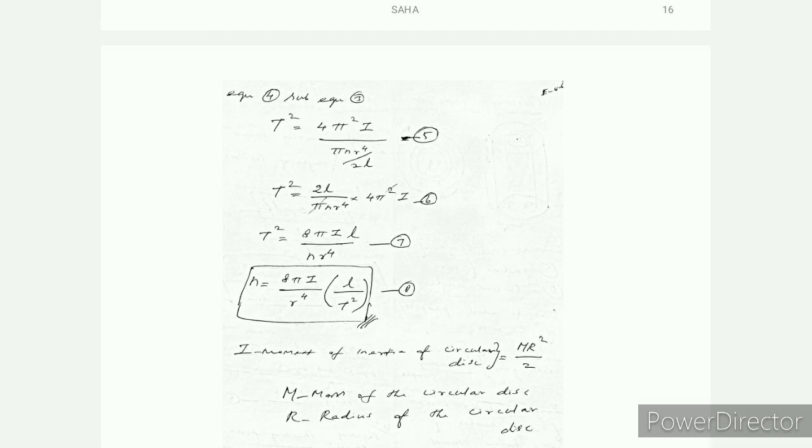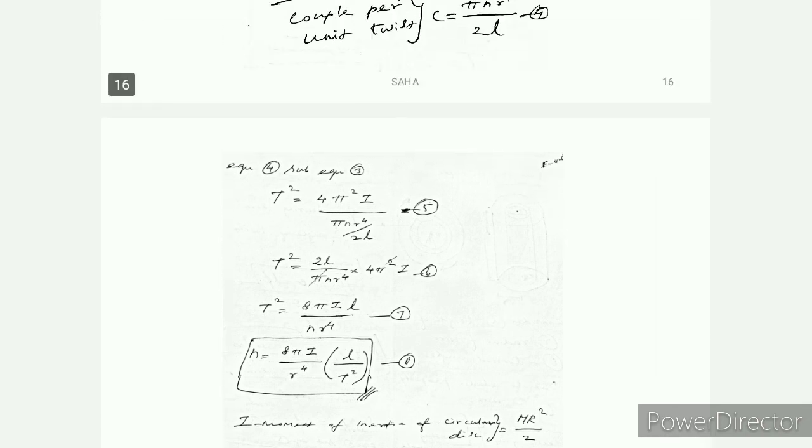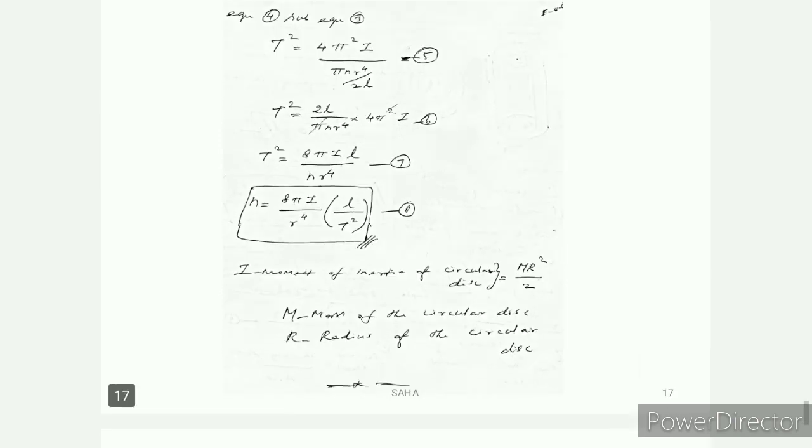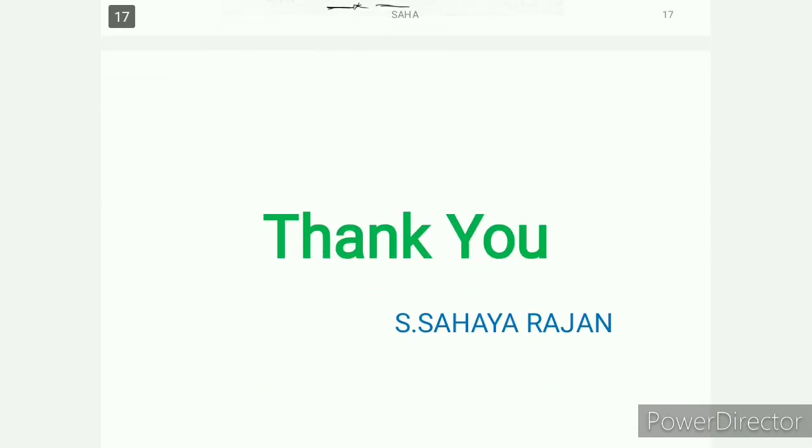That we can also write separately. Then n is equal to 8 pi I divided by r power 4 into L by T squared. Here I is the moment of inertia of the disc, that is m r squared divided by 2. M is the mass and r is the radius of the disc.